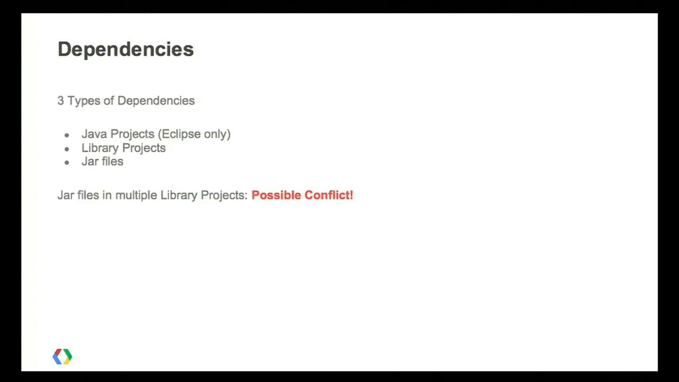So how do you share code and resources? We have 3 ways of doing that right now. The first way is by using a Java project. In Eclipse, it's really a shortcut for generating a jar file and putting that in another project. It doesn't work in Ant. You could do some custom work in Ant. I would recommend against using that, but if you want to, it's up to you.